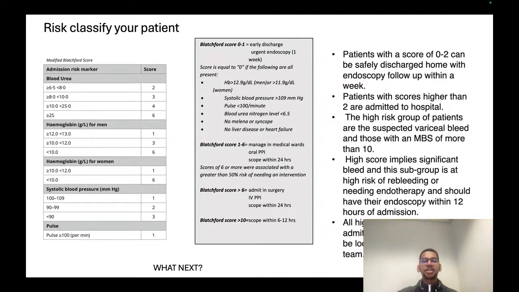For the score of 1 to 6, you want to manage the patient in medical wards, give oral PPIs, and scope within 1 day, so within 24 hours. And remember, a score of 6 or more is associated with a greater than 50% risk of needing an intervention. If the score is more than 6, though, you want to admit to surgery, give IV PPI, and scope also within a day. Then, if the score is more than 10, you must scope within 6 to 12 hours, because it's obviously more urgent.